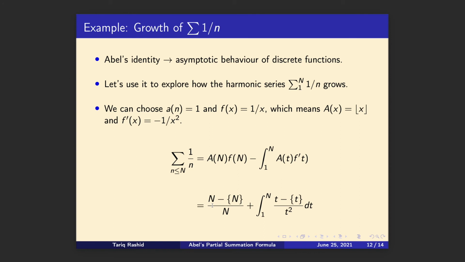Now let's see how that works. So A(n) is the floor function, and that is actually n minus the fractional part of n. That's what that is. And then f(n) is 1 over n. Let's do that with pen and paper.